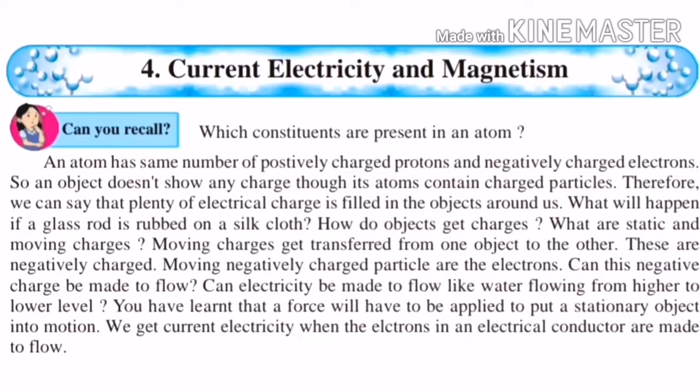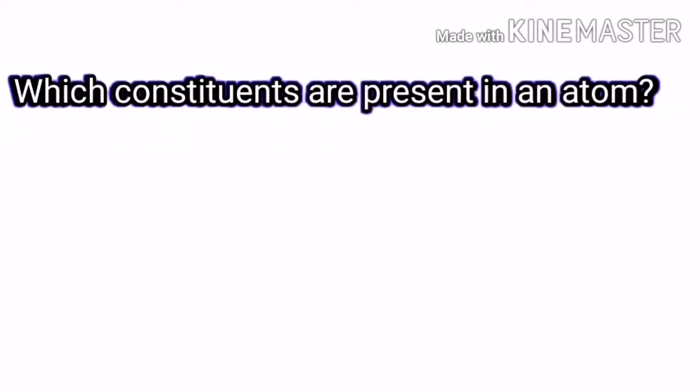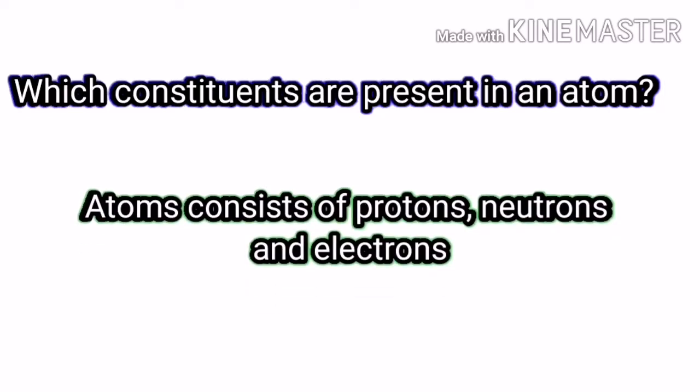Before starting this lesson, just recall your previous knowledge. Now students, tell me which constituents are present in an atom. Think, students. Atoms consist of protons, neutrons and electrons.